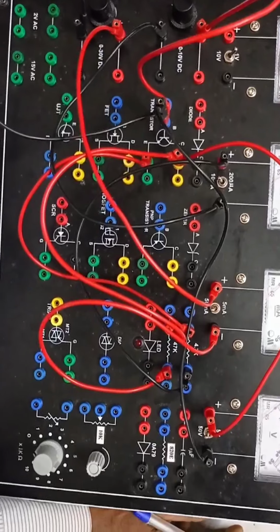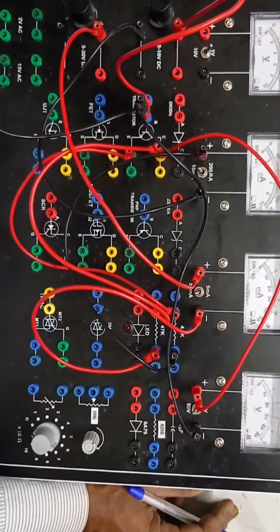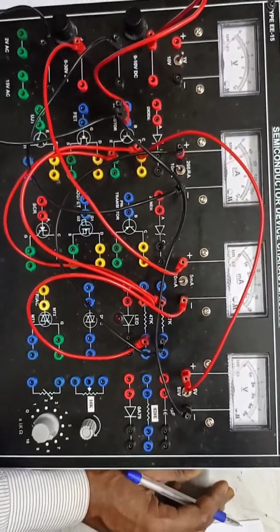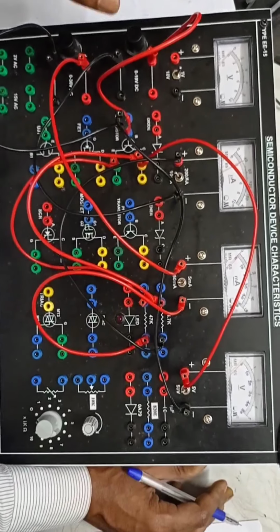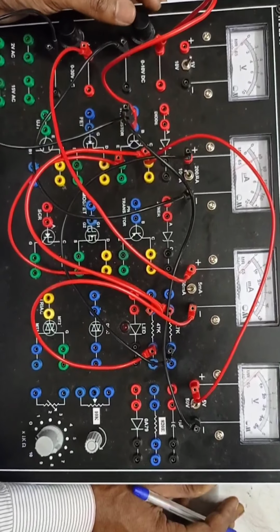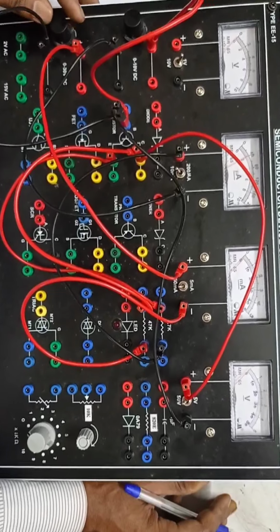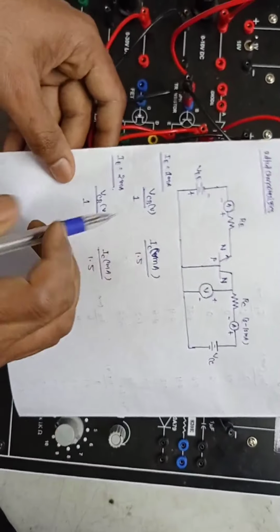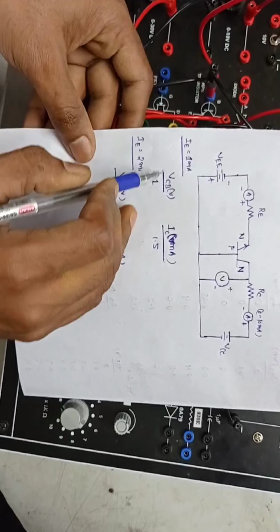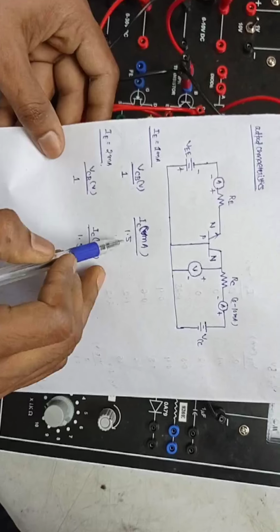So the output current line will be parallel to the x-axis because the value remains nearly constant. This is the reading we have noticed. For input current 1 milliampere, when we increase the voltage beyond 1 volt, the current remains at 1.5 milliampere.